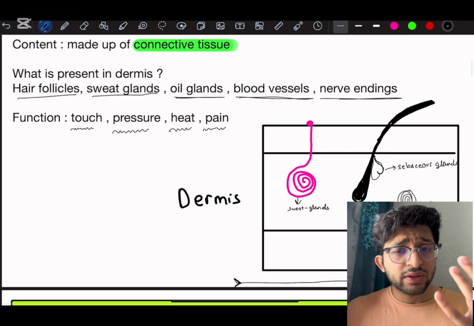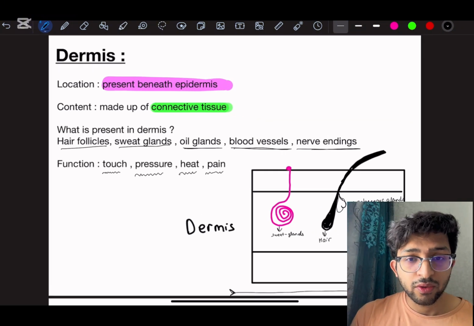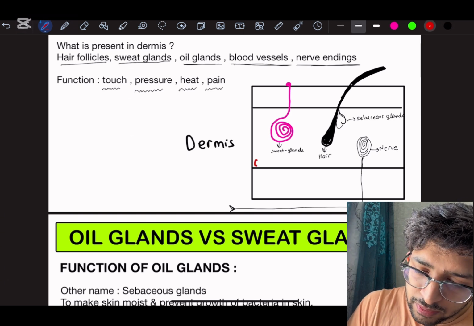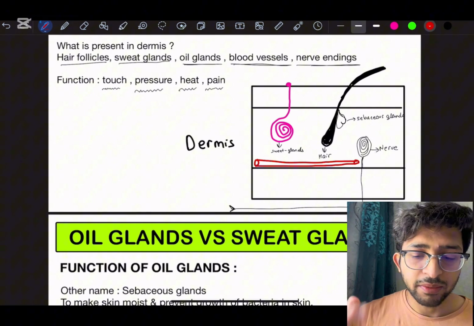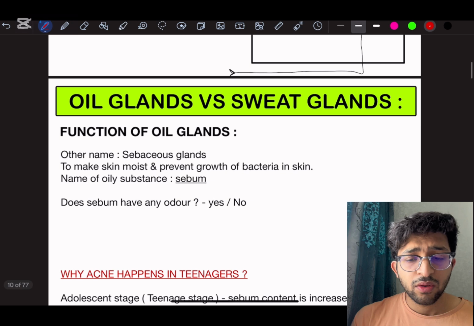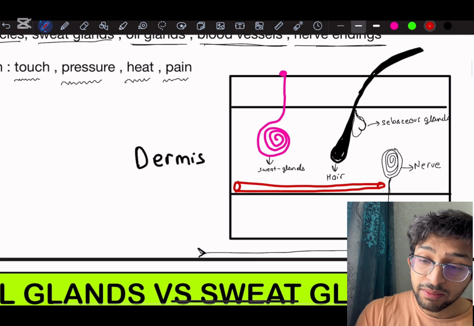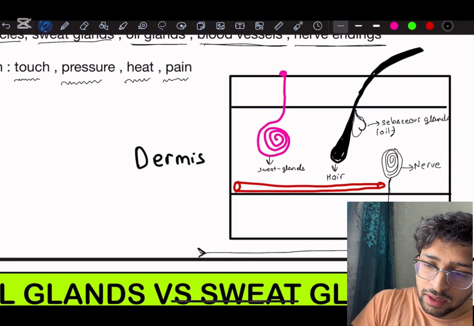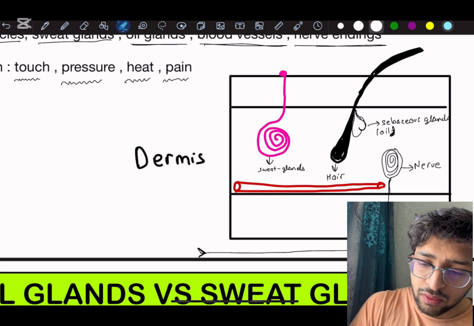Okay, and what is the dermis made up of? It is made up of the connective tissues. And over here we also forgot this one, the blood vessels. Blood vessels are also present in the dermis part. Now, what is the difference between the oil glands, the sebaceous glands, and the sweat glands? Okay, so now we will discuss it.